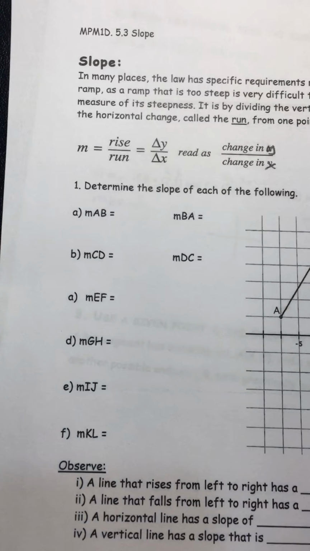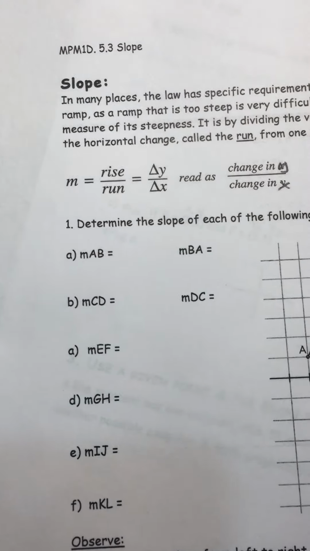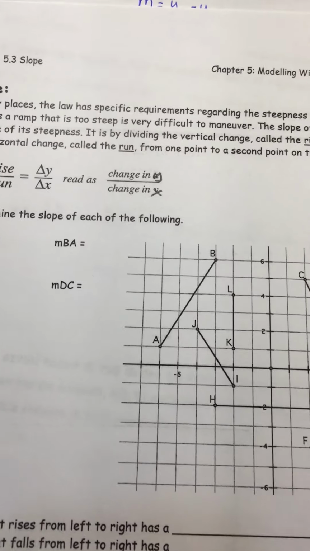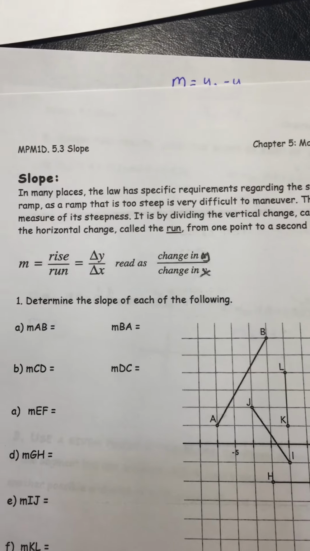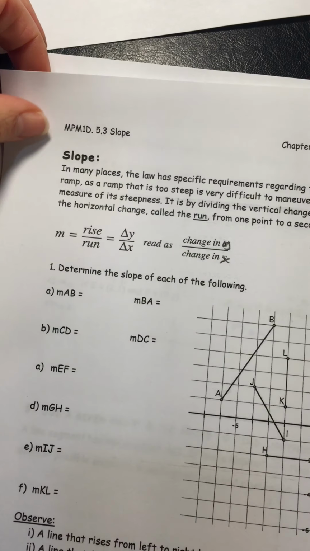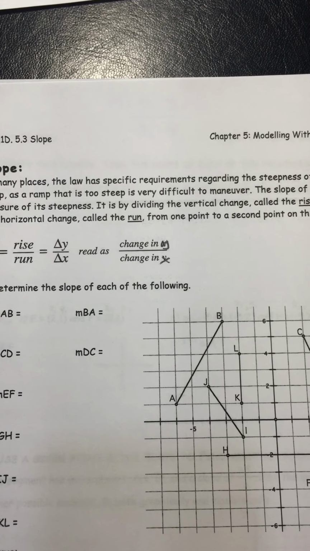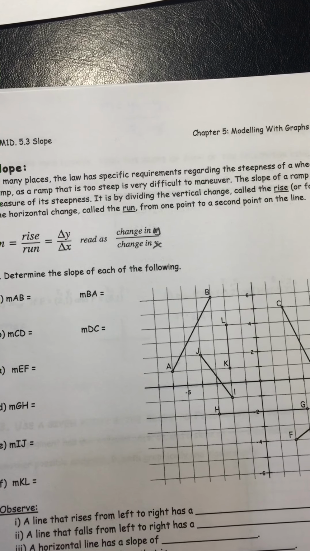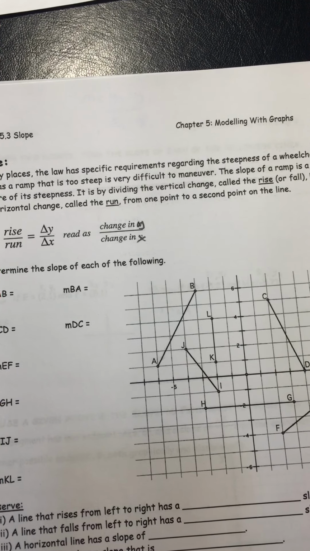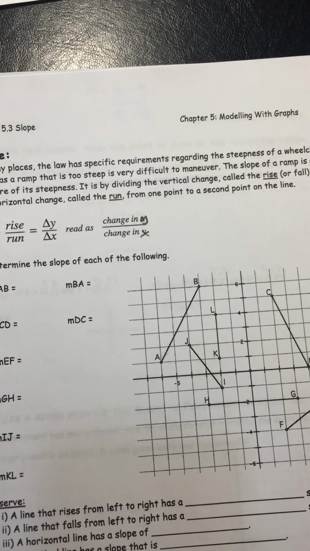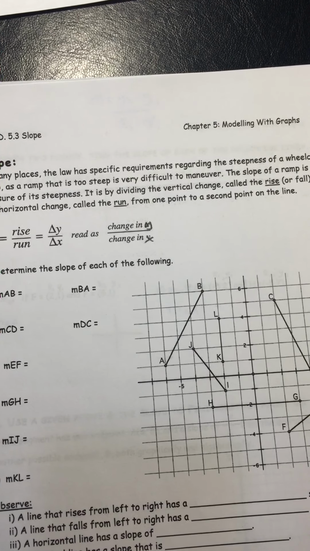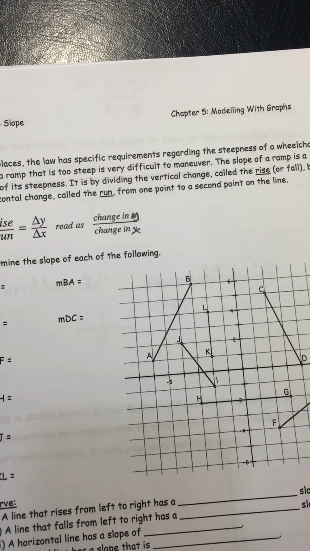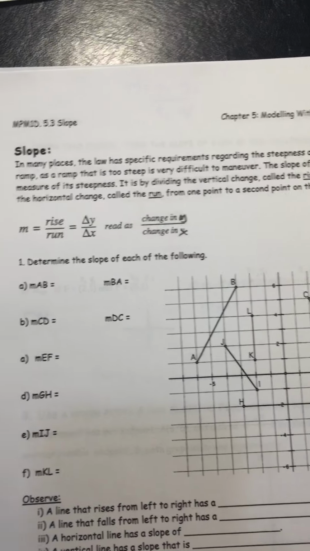Okay, slope. This is what we really care about. In many places, the law has specific requirements regarding the steepness of a wheelchair ramp, as a ramp that is too steep is very difficult to maneuver. The slope of a ramp is a measure of its steepness. It is found by dividing the vertical change, which is called the rise or the fall, by the horizontal change, which we call the run, from one point to a second point on the line. That's how we figure out how steep something is.